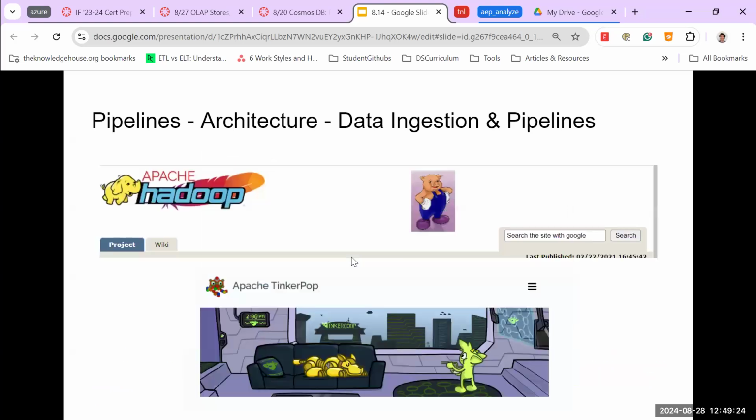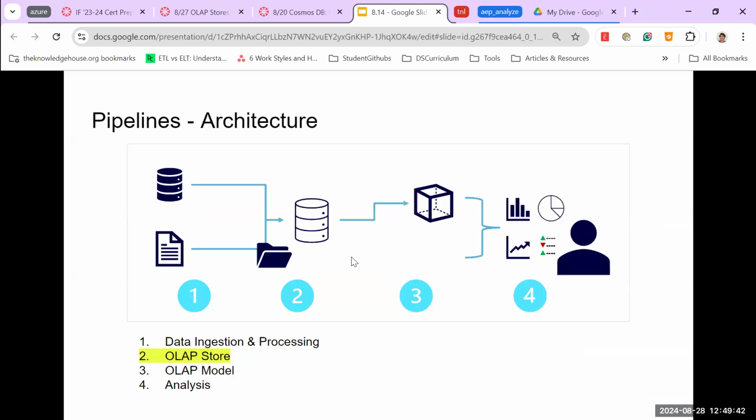All right, yeah, let's see here. Oh yeah, and this is Apache Hadoop and Apache Tinkerpop. These are just basically, well, okay, Apache Tinkerpop is a graph database. I'm not too sure where I was going here. I think I just enjoy the logos or something along those lines.